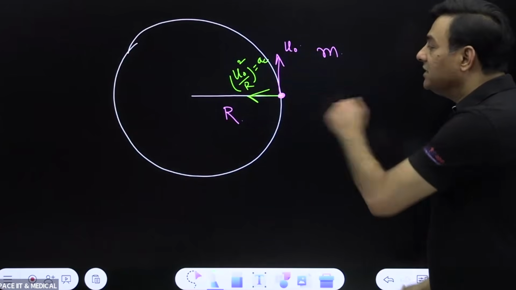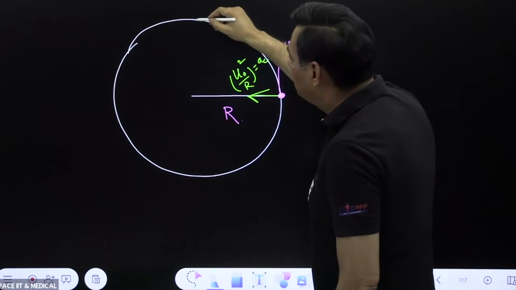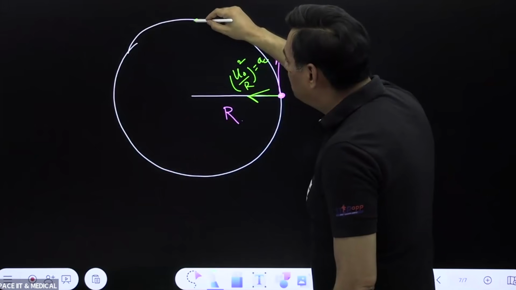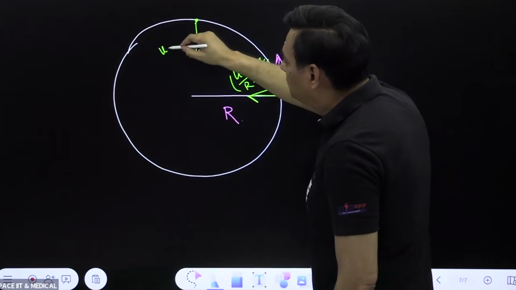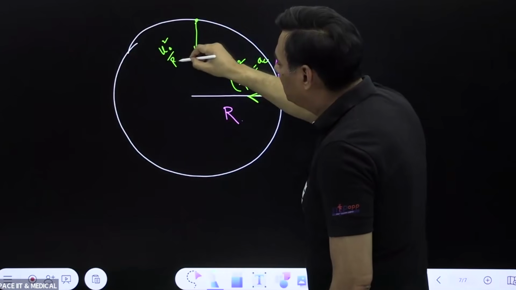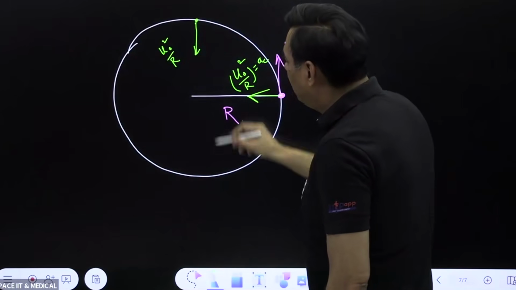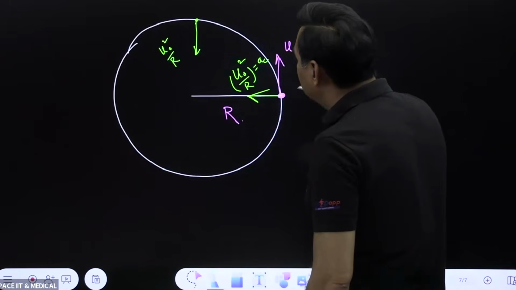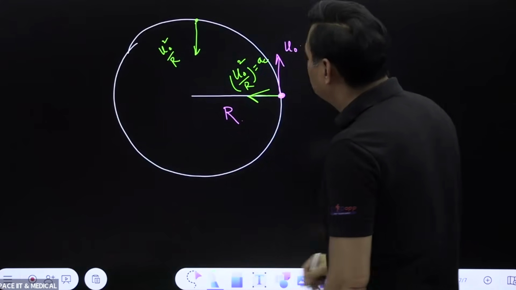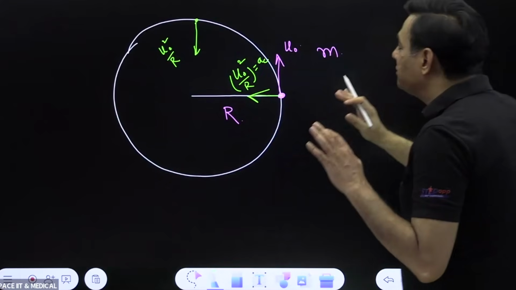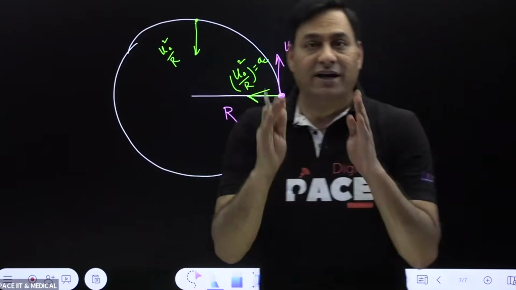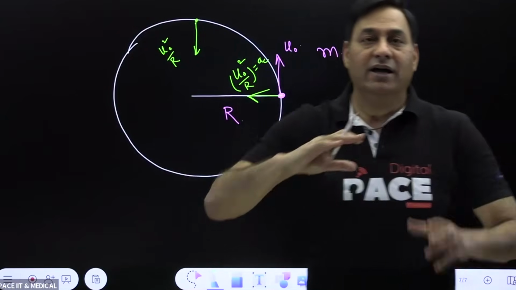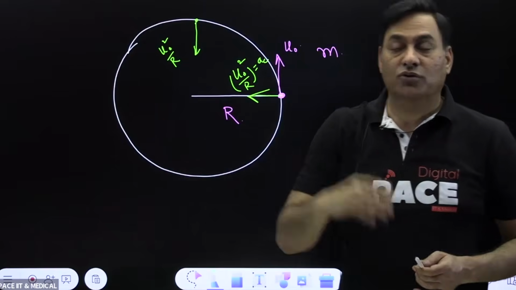Now, this is the acceleration. Wherever the body is, it will have an acceleration towards the center, and what will it be? U naught square by r, towards the center. That acceleration is called centripetal acceleration. This is a part of your circular motion chapter, and I expect everyone knows this much. Right now, I'm focusing on the pseudo force concept.